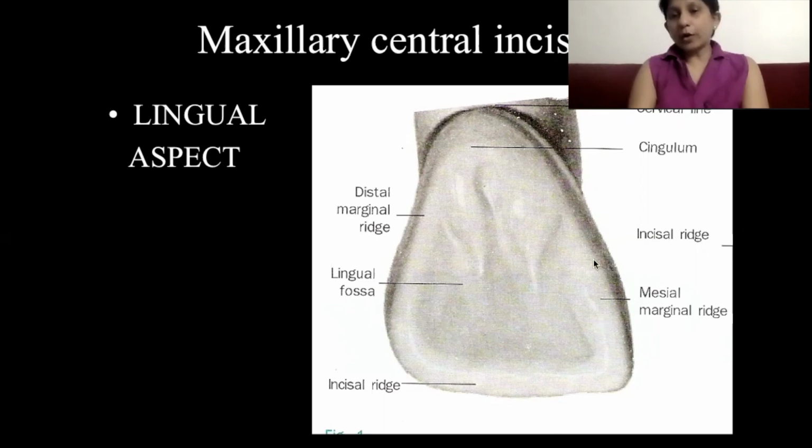And on the right side, you have the ridge called the mesial marginal ridge. In this case, it's on the right side. That's your mesial marginal ridge, which is an elevation out here. And on the distal side, you have the distal marginal ridge, which is a linear elevation. So this is the boundary of the lingual fossa. And incisally, you have the incisal ridge. So if I ask you what the boundaries of the lingual fossa are, you would say that the lingual fossa is bounded cervically by the cingulum, mesially by the mesial marginal ridge, distally by the distal marginal ridge, and incisally by the incisal ridge. So that's about the palatal aspect.